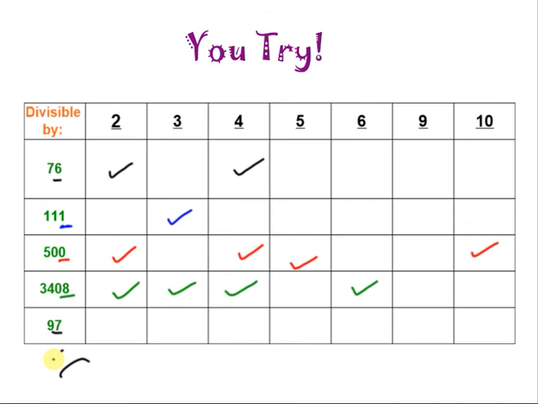All right, if you're not done, go ahead and pause the video so you can finish. And if you are done, let's take a look at the answers. So 76 will be divisible by 2 and 4. 2 because it's an even number, and 4 because 4 does go into 76 evenly.